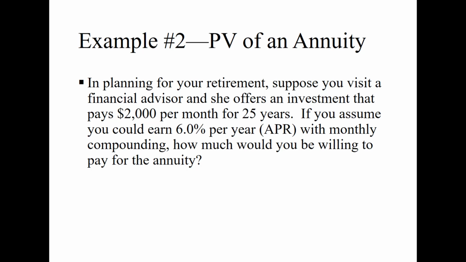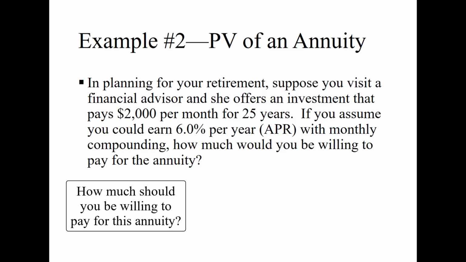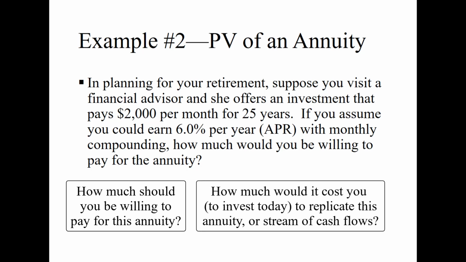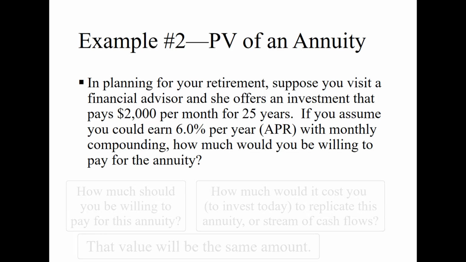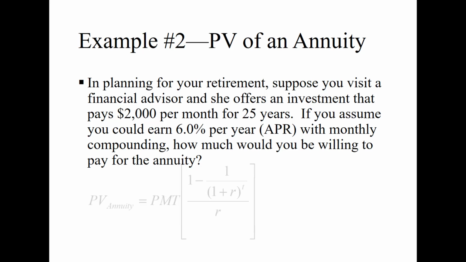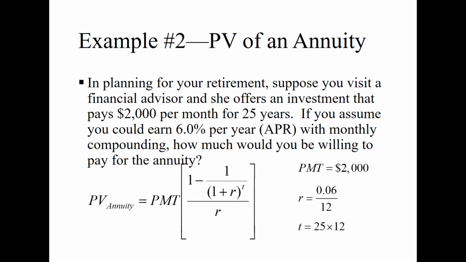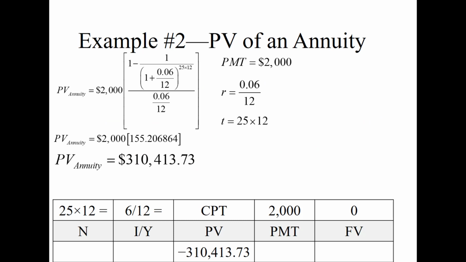And so we can think about it two different ways. How much would be a fair price for it? And then how much it would cost us if we wanted to recreate that annuity. Here you see our formula inputs. And again, the formula and the inputs for the formula. And then in the table, we have the values for our time value of money functions.